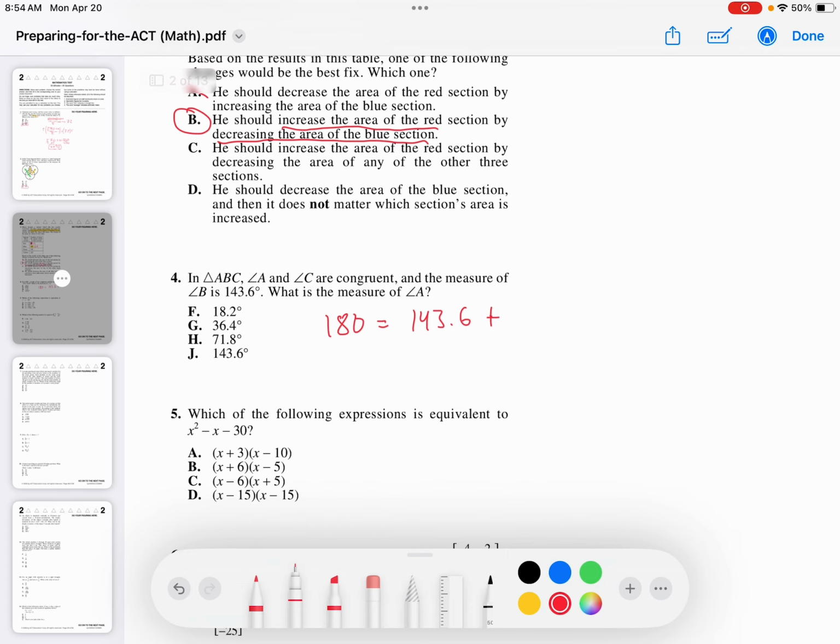And so instead of A plus C, I could say that is just 2A, because these are the same. So I've got 180 equals 143.6 plus 2A. Subtract 143.6 on both sides. 180 minus 143.6 looks like 36.4, which equals 2A, and then I need to divide by 2. Dividing that by 2 gives me A equals 18.2 degrees.